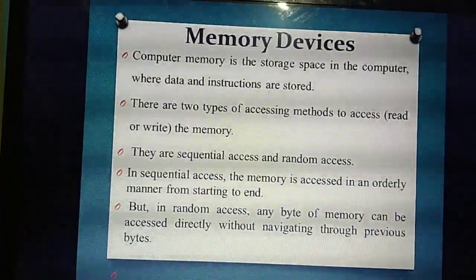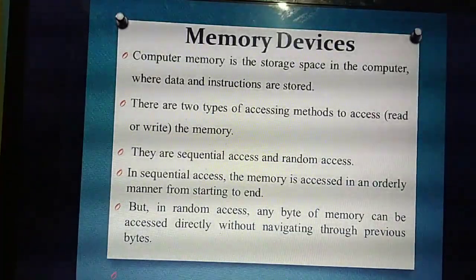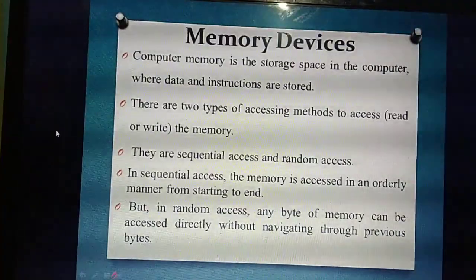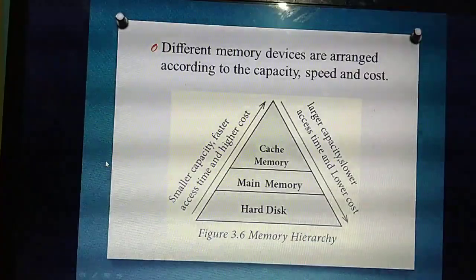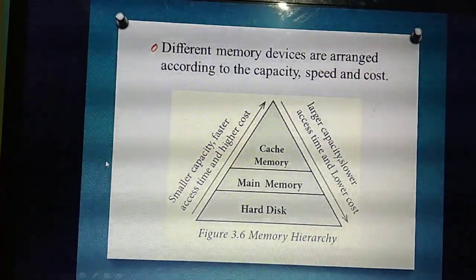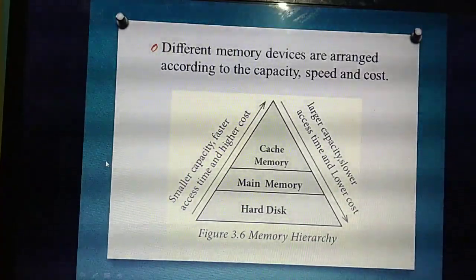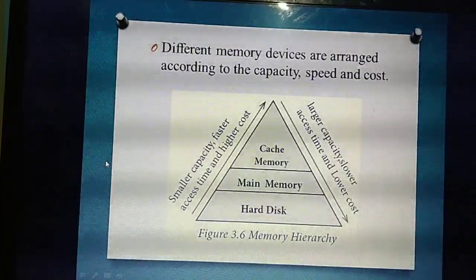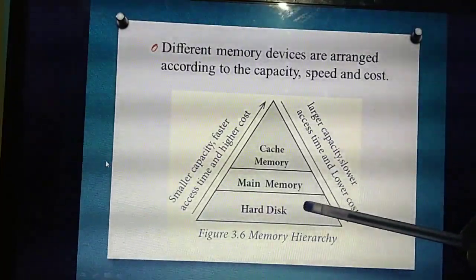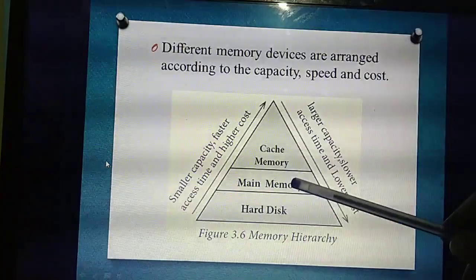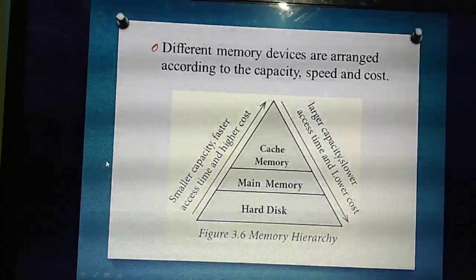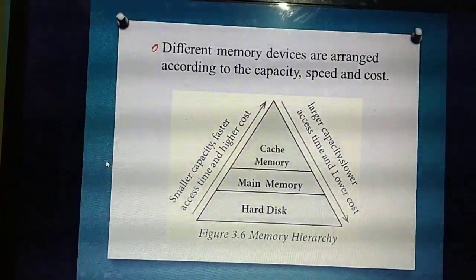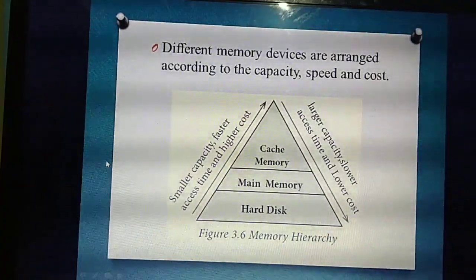Understand? So in memory devices, you have studied two types of accessing methods. What are they? Sequential access and random access. These memory devices are arranged based on one hierarchy. What do you mean by hierarchy? Some order. Okay, listen. The first thing is hard disk, main memory, cache memory. Which will have the higher capacity?